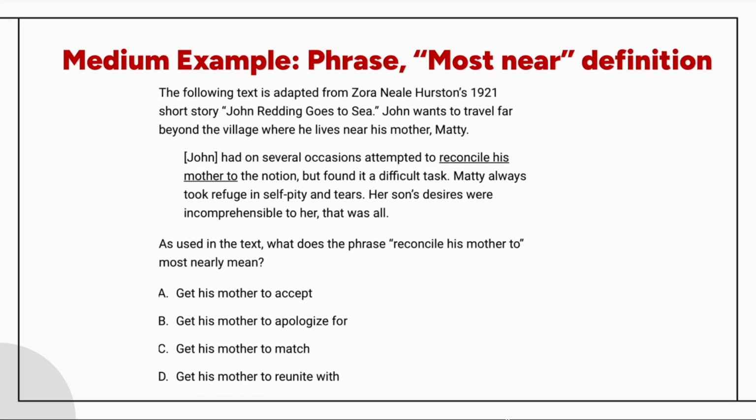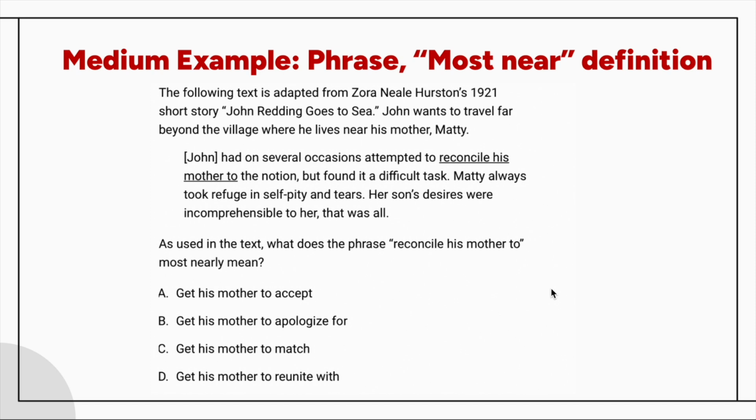This next example is medium level, and it's a little different because it is a "most nearly" question with phrases, which means it's asking for a synonym to the underlined word. It reads, "The following text is adapted from Zora Neale Hurston's 1921 short story, John Redding Goes to Sea. John wants to travel far beyond the village where he lives near his mother, Maddie. John had on several occasions attempted to reconcile his mother to the notion, but found it a difficult task. Maddie always took refuge in self-pity and tears. Her son's desires were incomprehensible to her. That was all." As used in the text, what does the phrase "reconcile his mother" most nearly mean?